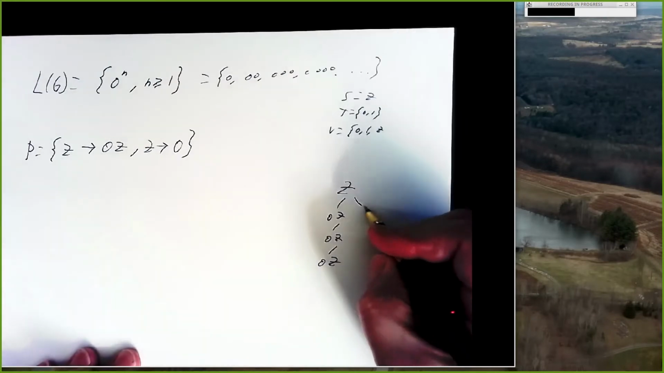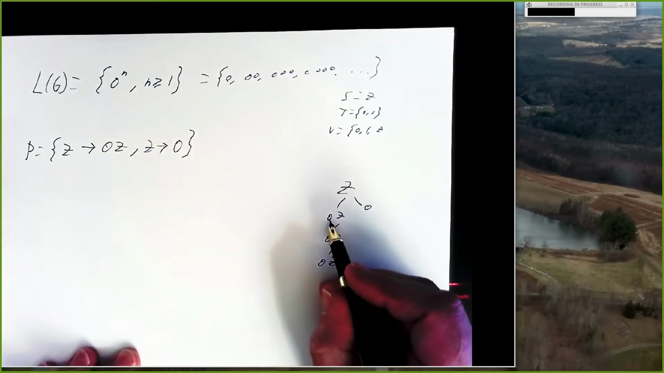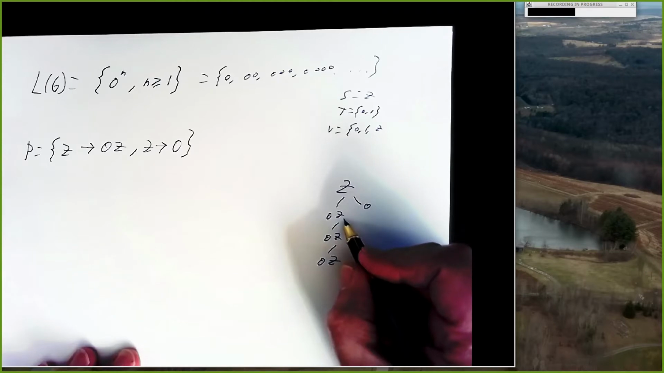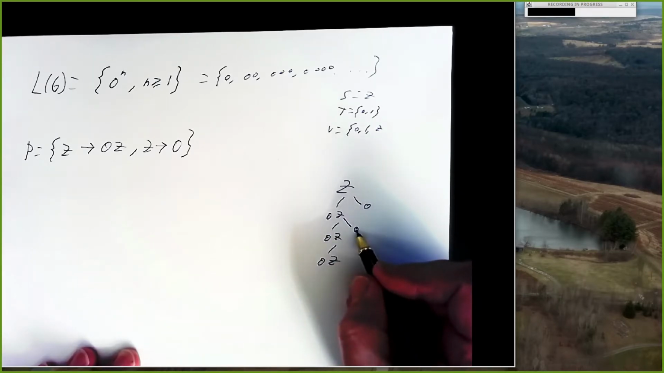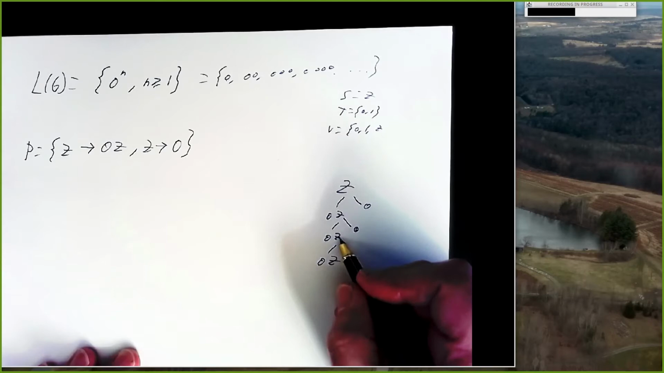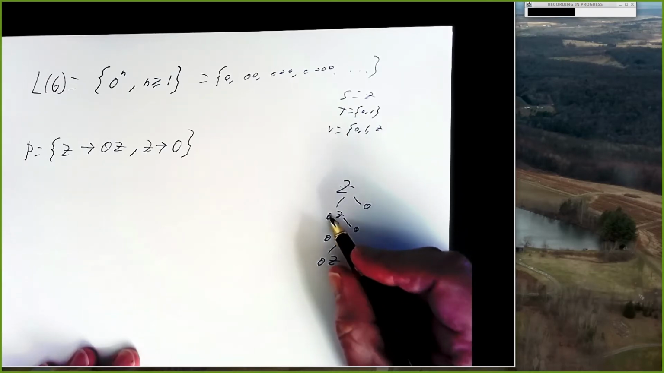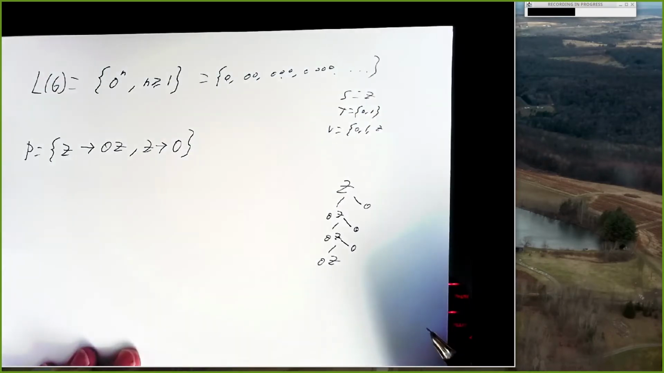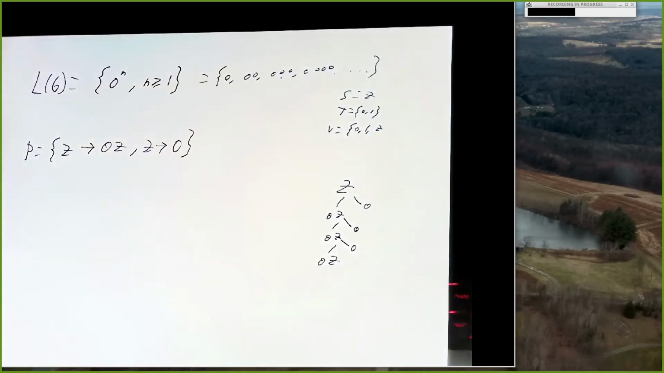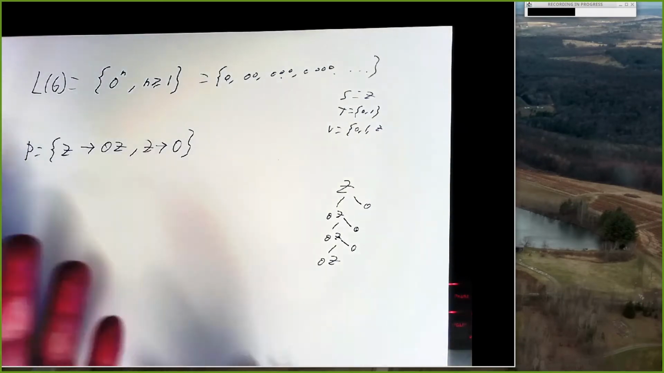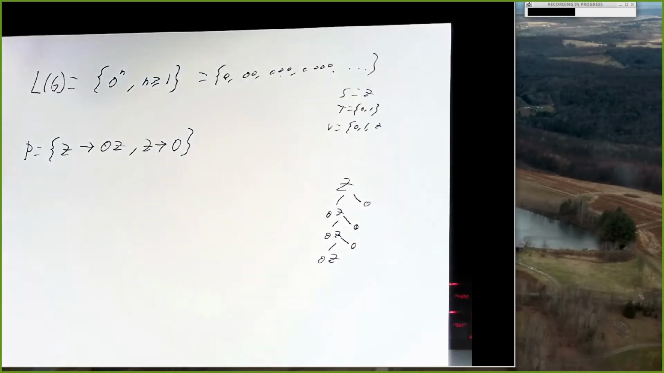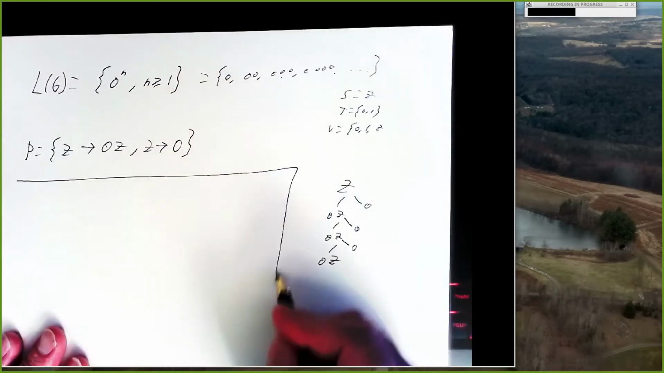So Z can become a 0. That's that string. Or it could become a 0Z, and this Z could just become a 0, so now we've got 2 zeros. Or it could become a 0Z, and this Z could become a 0Z, and this Z could become a 0, so now we've got 3 zeros, and so on. And this will define this exact language perfectly. All right, let's keep going.